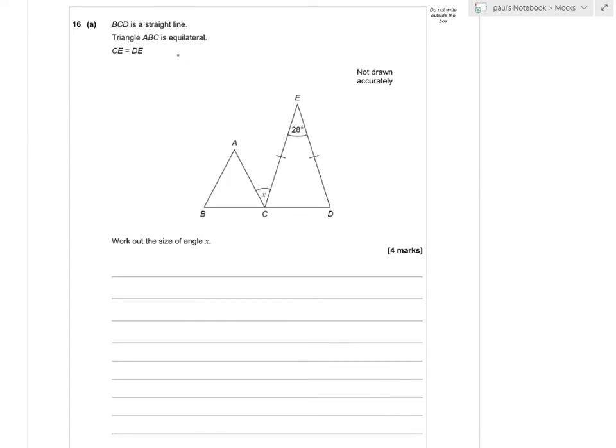Oh, what's going on here? BCD is a straight line. Triangle ABC is equilateral, so that means that's 60. Yeah? What are we doing? Work out the size of x. Now, isosceles triangle. So 180 take away 28 is 152. Divide that by 2, equals 76. So that's 76 and that's 76.